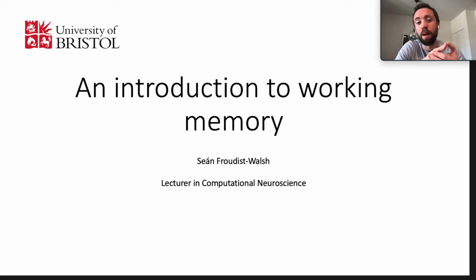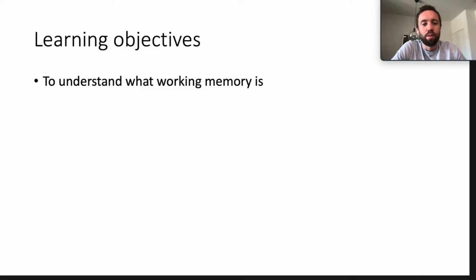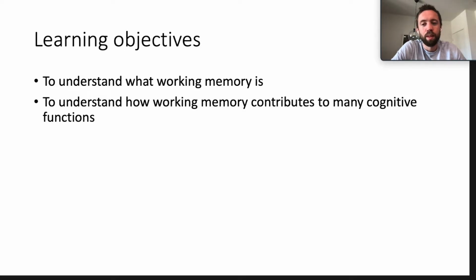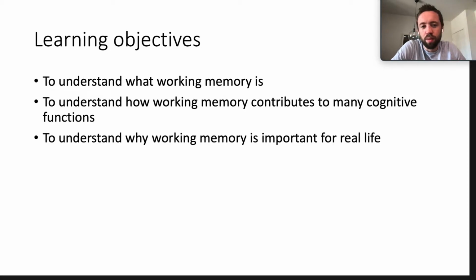These include working memory, decision making, and eventually consciousness itself. And in today's class, we're going to learn about working memory. We want you to understand what working memory is by the end of this video. Also, how it contributes to different cognitive functions. And finally, we're going to have a couple of examples to try and understand why working memory is important for real life.